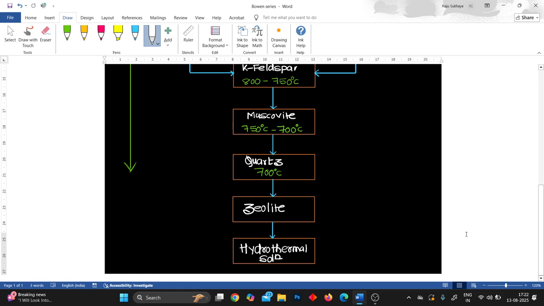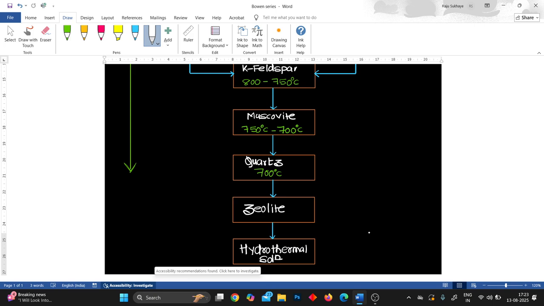Okay, so this is what it forms at the last. Hydrothermal solution is nothing but hot water. So just imagine the process of making tea here.